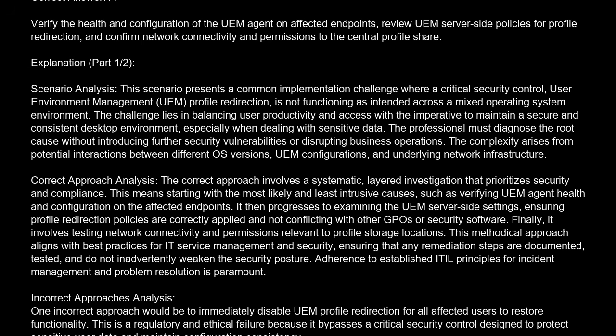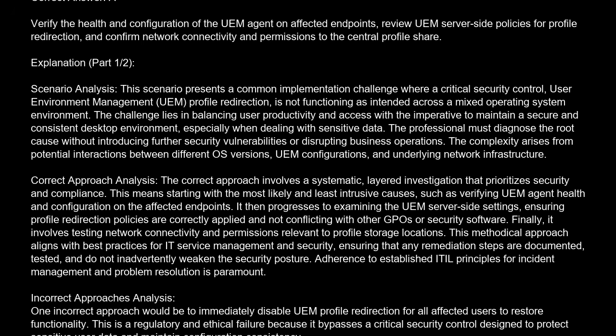Correct approach analysis. The correct approach involves a systematic, layered investigation that prioritizes security and compliance. This means starting with the most likely and least intrusive causes, such as verifying UEM agent health and configuration on the affected endpoints. It then progresses to examining the UEM server-side settings, ensuring profile redirection policies are correctly applied and not conflicting with other GPOs or security software. Finally, it involves testing network connectivity and permissions relevant to profile storage locations.